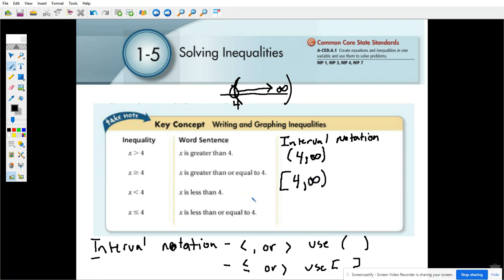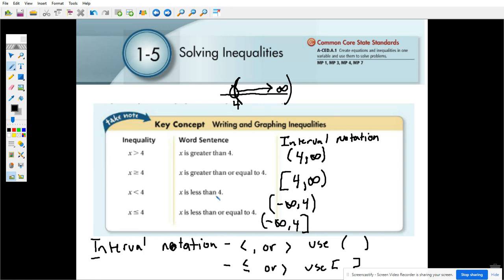I have X is less than 4. Less than 4 means it's smaller than 4, so the numbers 3, 2, 1, and so forth go on. So we actually always want to go from left to right. So this would be from negative infinity to 4. And would I use a parentheses or bracket around the 4? I would use a parentheses because it's just a less than, and we always use a parentheses around infinity. X is less than or equal to 4 goes from negative infinity to 4. And on this one, I use a bracket because it is included.